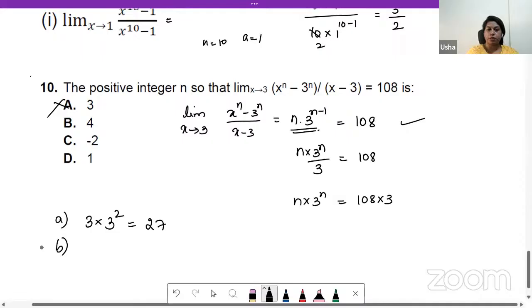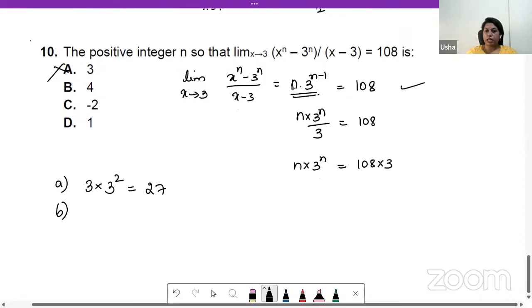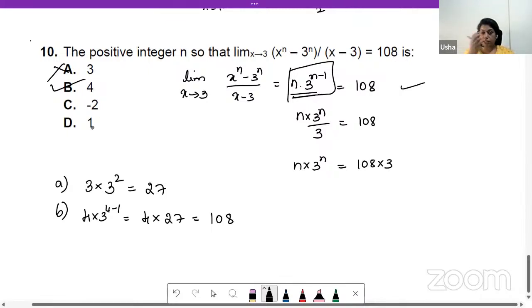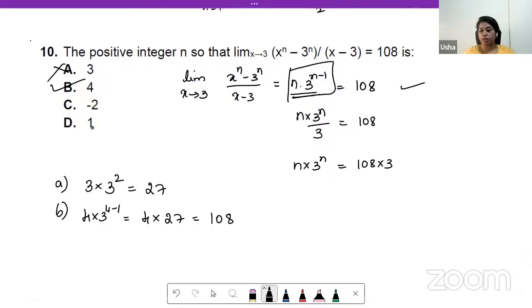Now let's take option B. It is n into 3 power n minus 1, right? 4 into 3 power 4 minus 1. So just see what you get. This is 3 cube, which is 27. 4 into 27 is 80 plus 28, which is 108. So we get 108 when n is 4. Here we have substituted into the formula and this is what we have got. In this way we will check each of these n values and see for which of them we get 108 as the right hand side value.